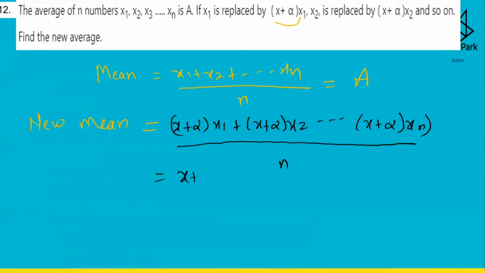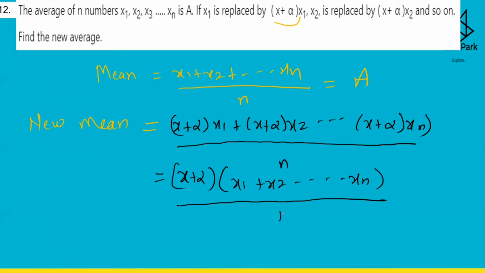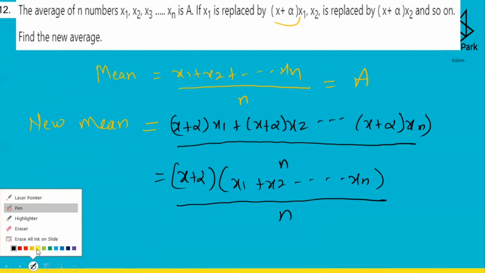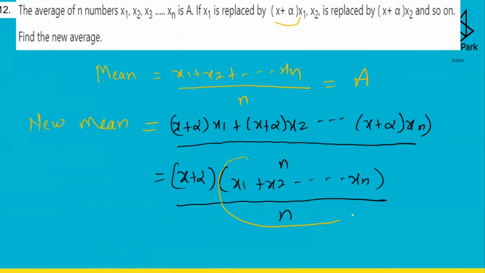So x plus alpha we take common. If x plus alpha is taken common from here, x1 is left. From here, x2 is left. And from here, xn, right? And this all divided by n now. So now we already know that this part, x1 plus x2 plus up to xn upon n, is given as a, right? The mean of this is given as a. So therefore, you get new mean as x plus alpha times a. Got it? This is your new mean. Understood? Because x1 plus x2 plus up to xn upon n is already given as a.